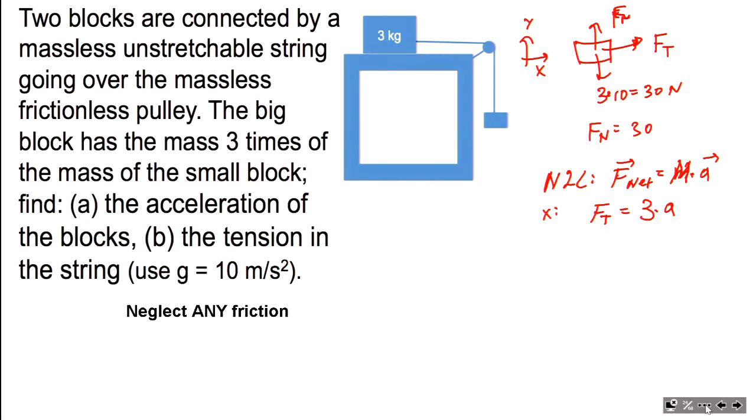This equation has 2 unknowns. However, lucky us, we have a second object connected to the first one. So we have to use that connection. This object has only 2 forces acting on it. For this object, all forces are vertical. So for this object, the x-axis doesn't play any role.